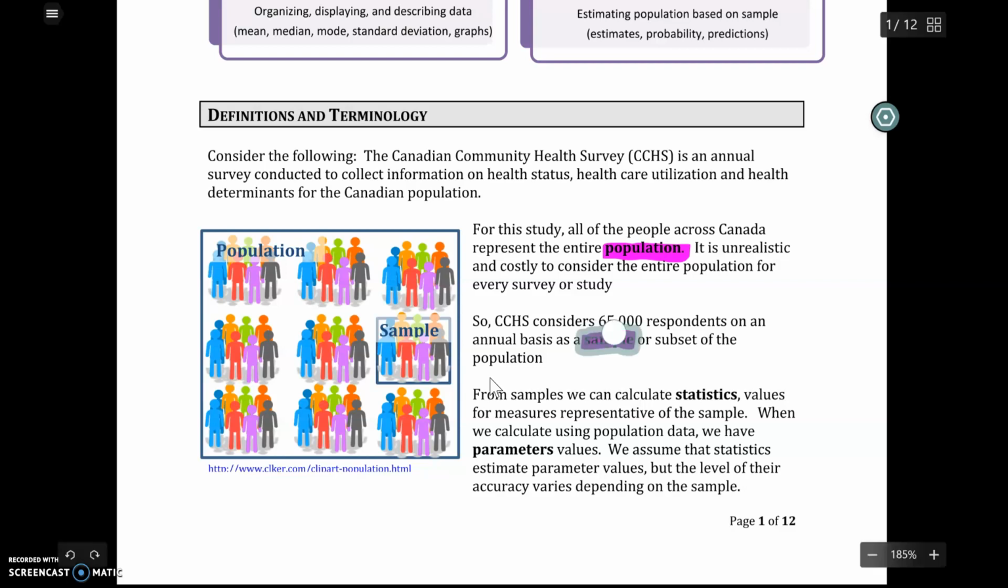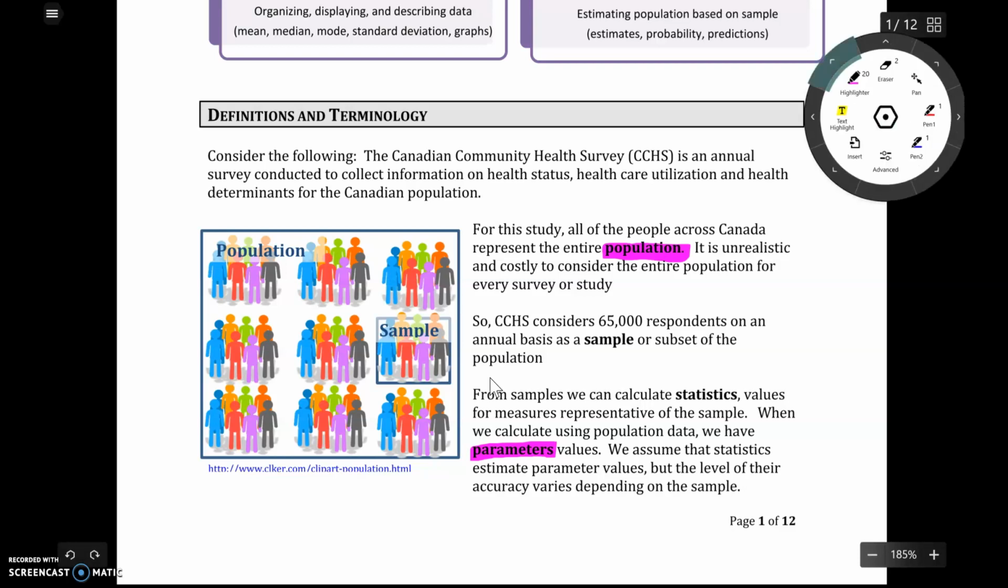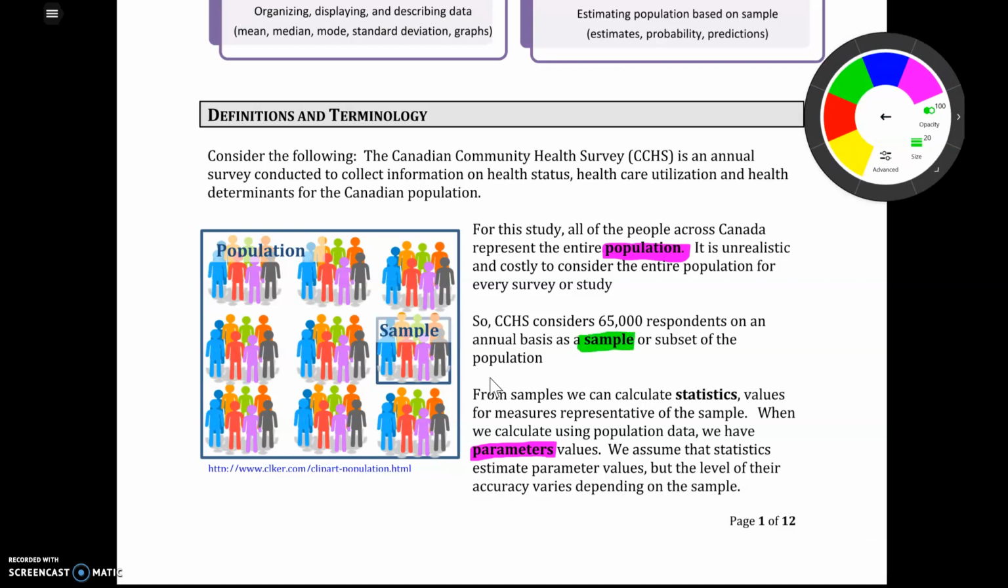When we collect data on a population, we're actually calculating parameter values because we have all of the information. The data that we're analyzing and producing are called parameter values. They're true. They're not going to change over time because we have all the possible data that we could ever want. Okay? But when we collect data about a sample, those values that we're calculating are statistics, okay? They're representative of the sample, and where statistics have power is that we assume that statistics estimate parameter values. So we assume that knowing about a sample helps us know something about a population.